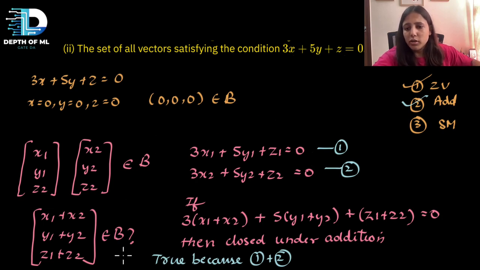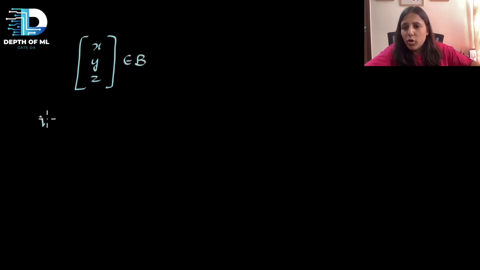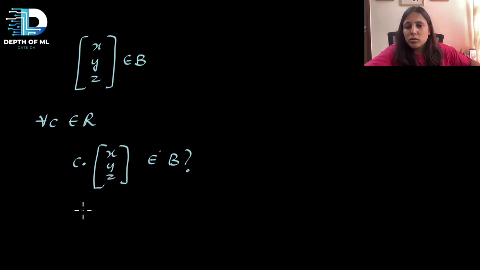Now we have to check for closure under scalar multiplication. For that we will take this vector which is x, y and z, and I'll take this to be the vector. Now this belongs to B. Now for all c, where c is a scalar coming from the real numbers, I have to prove that c times (x, y, z) also belongs to B. So let me multiply this. I will get cx, cy and cz. I have to check whether this belongs to B.